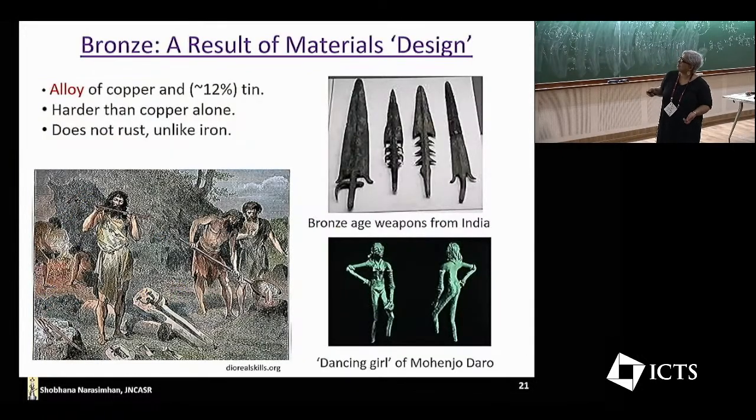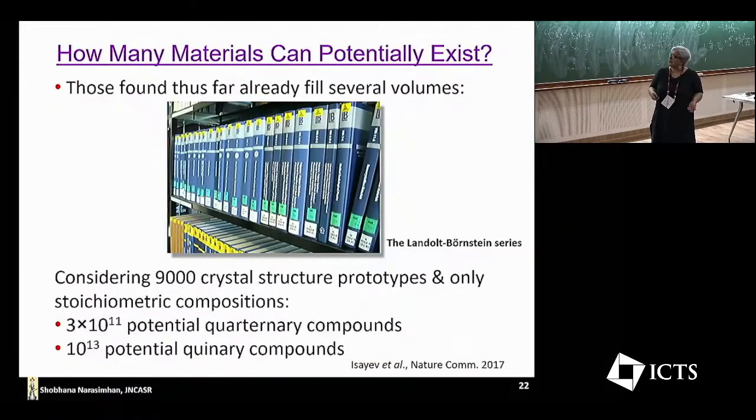Before I go to that, I just wanted to talk about bronze. I think I already told you this. Sorry, so this is some Bronze Age weapons from India, and this is the famous dancing girl of Mohenjo-daro. I had to study it in my history class. I don't know if you did too. She's about this tall, and she's made of bronze.